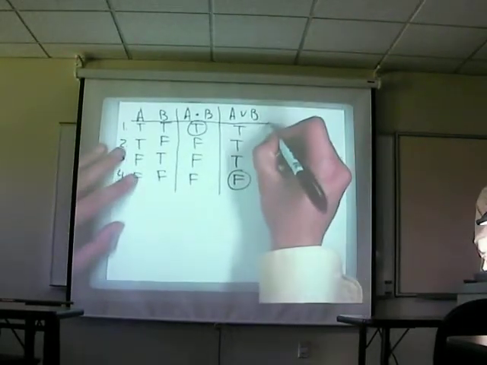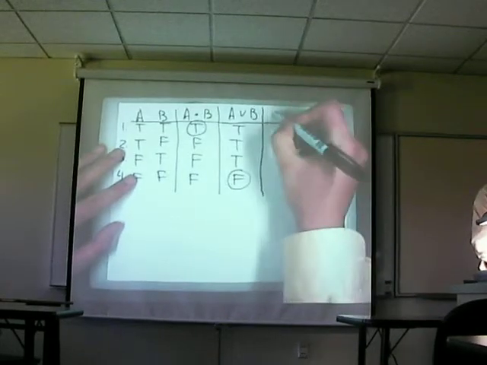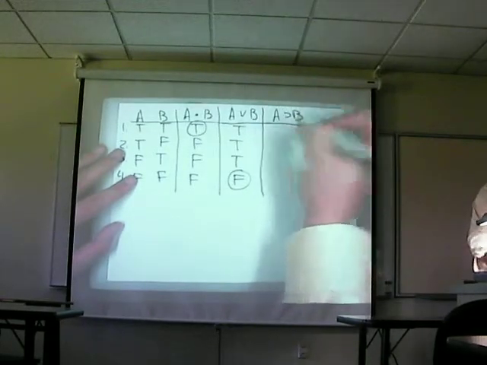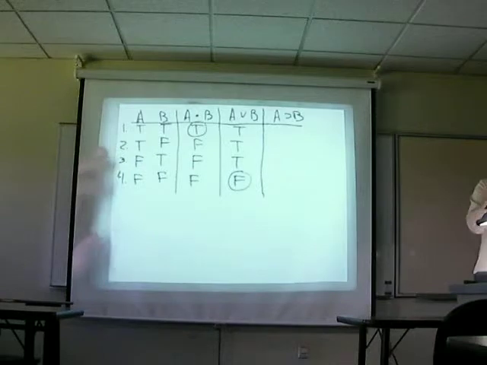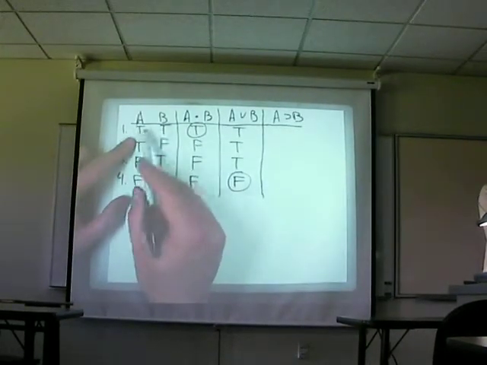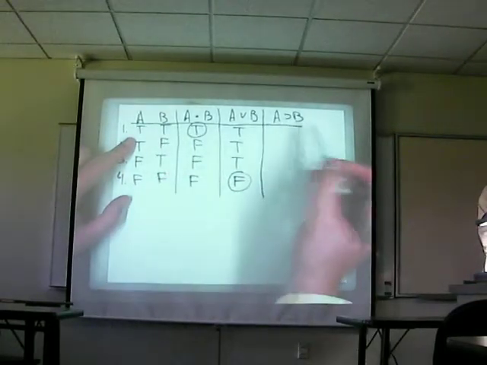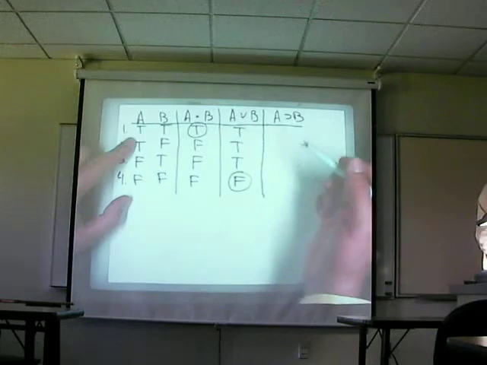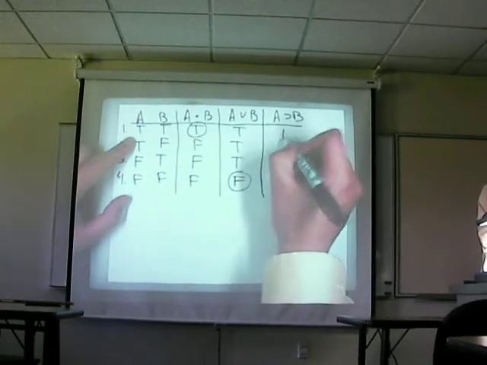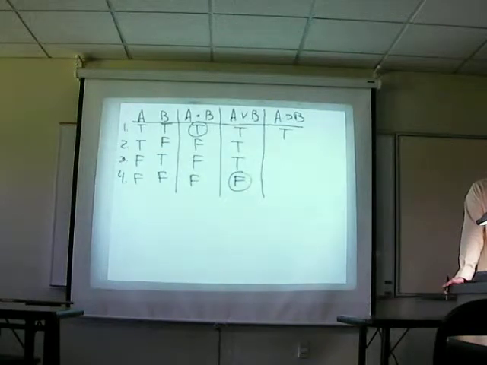Let's now turn our attention to horseshoe statements. What if this time we have A horseshoe B, if A then B? In line number 1, we'll say again A and B are both true. If this turns out to be the case, both of the variables are true, then the overall truth value is true. And if you take a little time to think about it, probably makes perfectly good sense.